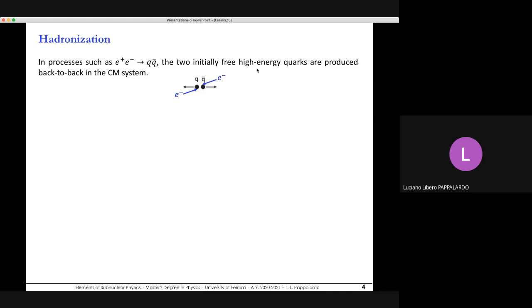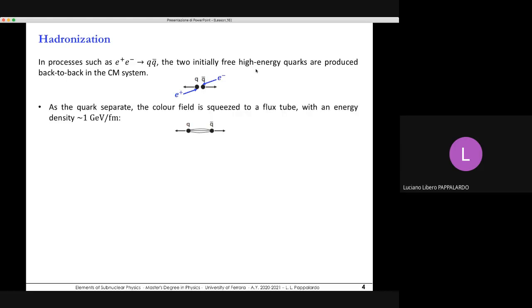So the two initially free high-energy quarks are produced back-to-back, okay, in order to ensure momentum conservation in the center of mass system. So suppose we have a beam of a positron and electron, which collide here, and then you produce a back-to-back pair of quark-antiquark.